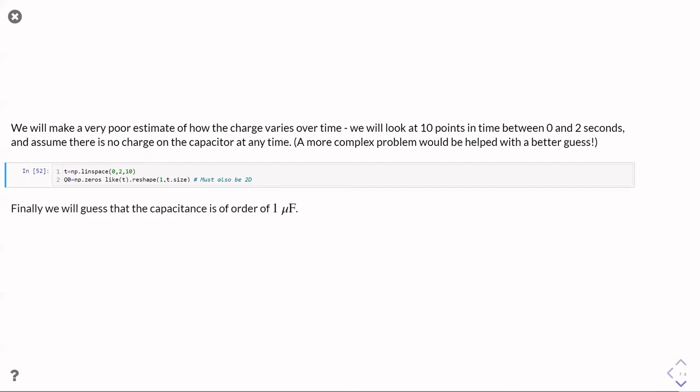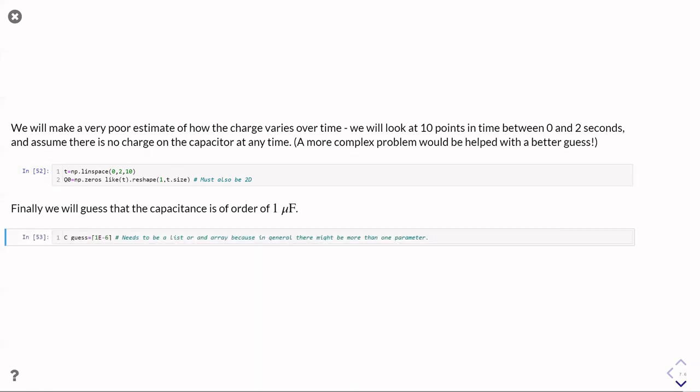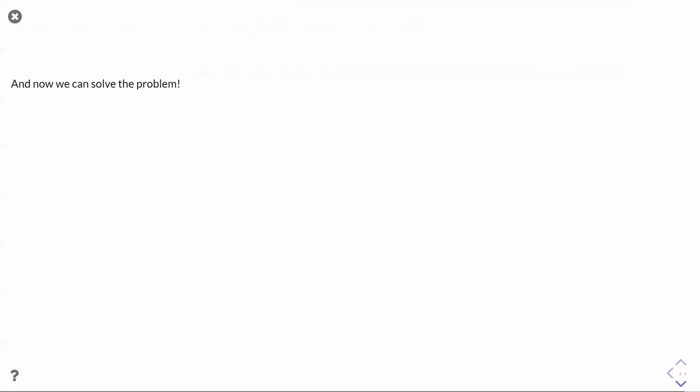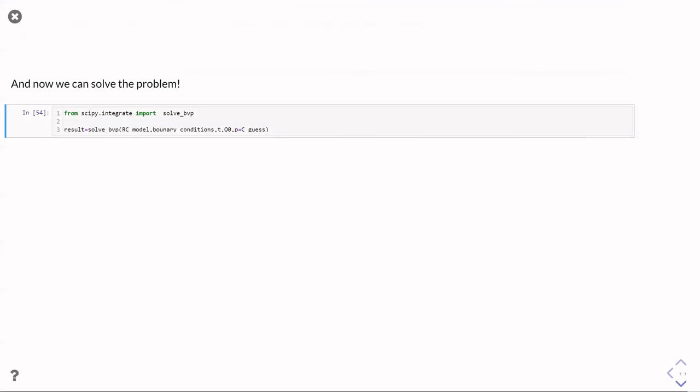We also then need to give a guess of the size of our capacitor. So I'll just guess it's 1 microfarad. And then we're ready to go off and solve the problem. So we import solve BVP and then call it, passing it the model function we've just written, the boundary condition function we've just written, the times we wanted to work it out for, the initial guesses that go with those times, and also the parameter, which needs again to be a list or an array, which is our guess at the size of the capacitance.